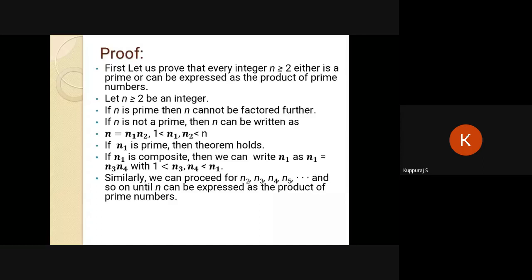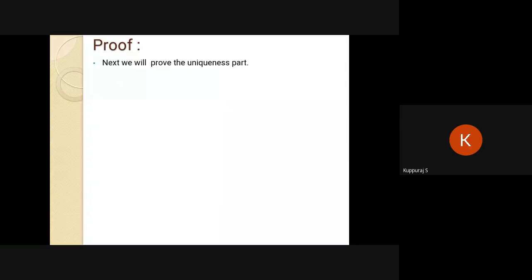Did you understand? First I choose a number and try to factorize it into two integers. If any one of the integers is a prime, the theorem holds good. Suppose the first number is not a prime, then again it behaves as a composite. Composite means I can represent it as a product of two integers. If one of the integers is prime, the theorem holds good. Otherwise, again I can factorize into two numbers, and so on.